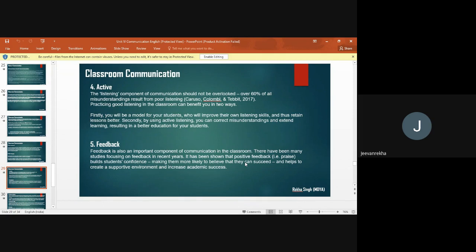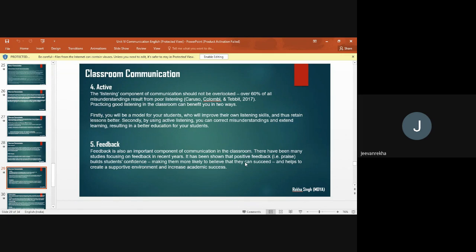Who will improve their own listening skills. They are learning to listen to everything from you, so you should be a good listener and thus retain lessons better. Secondly, by using active listening, you can correct misunderstandings and extend learning. By listening actively, you can correct the misunderstanding between you and your students, resulting in better education for your students. And the fifth is feedback.